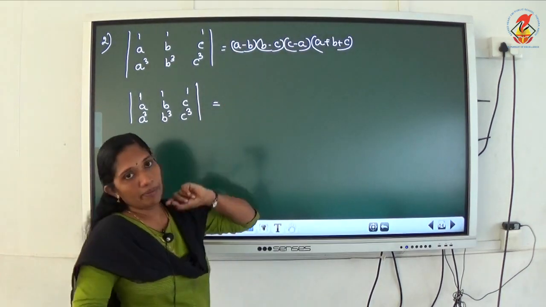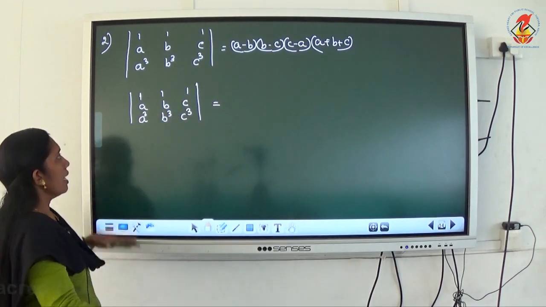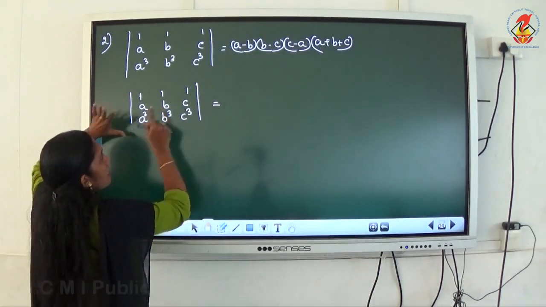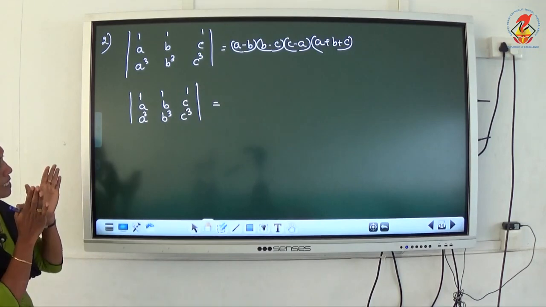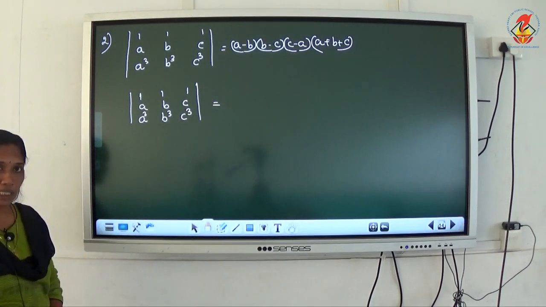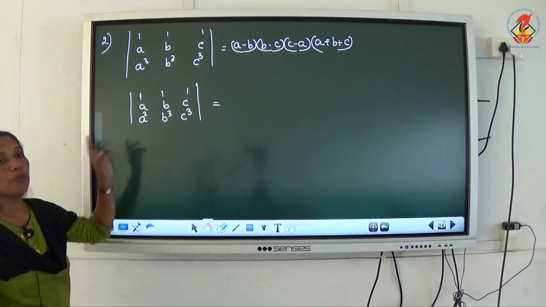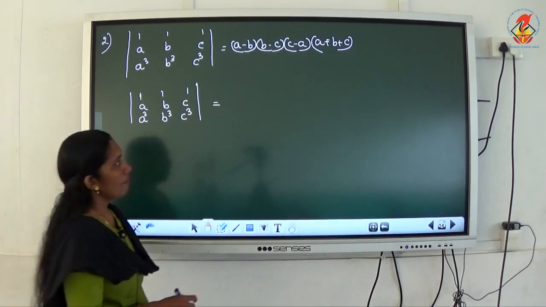Here (a - b), the first factor. Can we get a - b from this? a is in the first column, b is in the second column. If we subtract, that is C1 → C1 - C2, we get a - b. And 1 minus 1 becomes 0, a³ - b³.